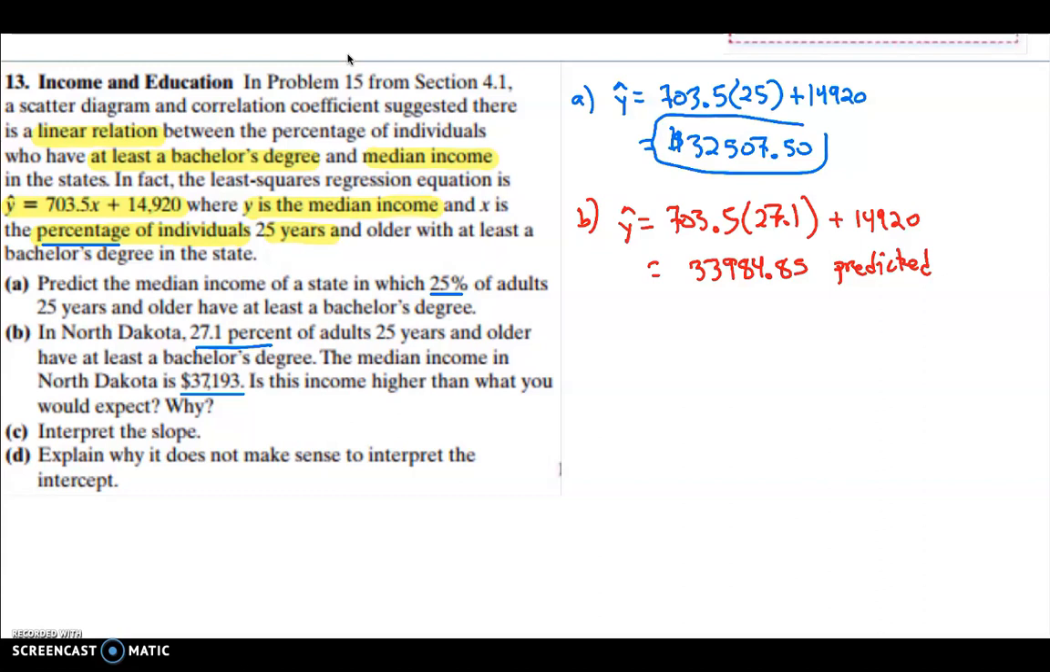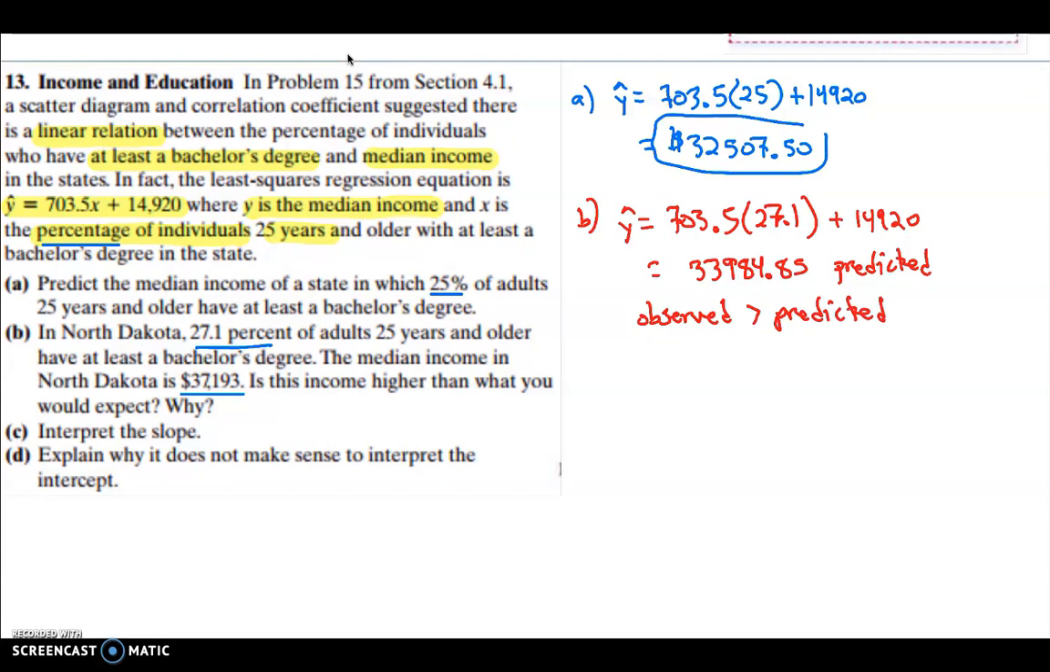So is this higher than we expect? In this case, the observed is greater than the predicted.